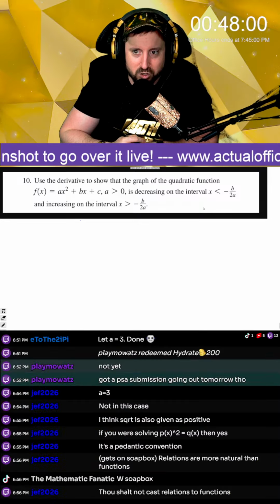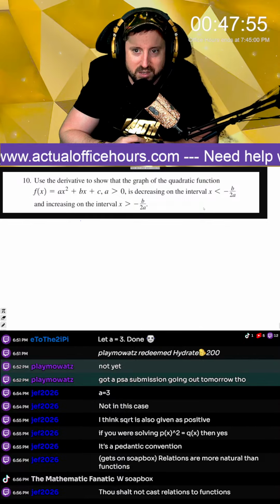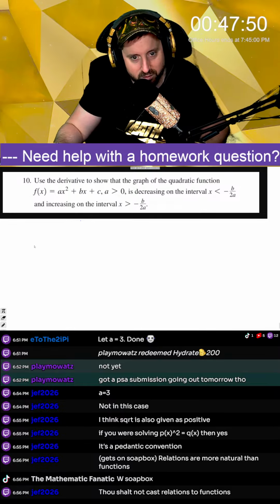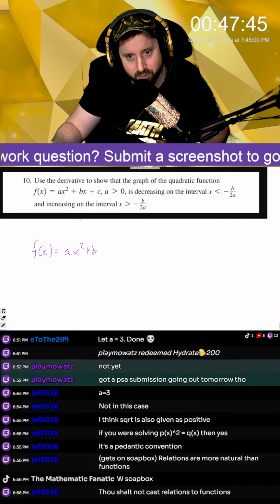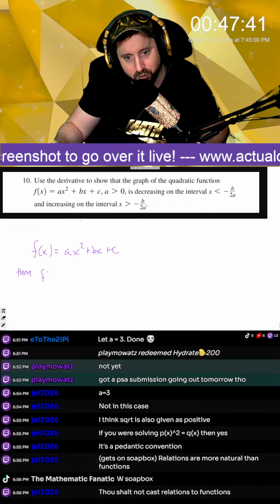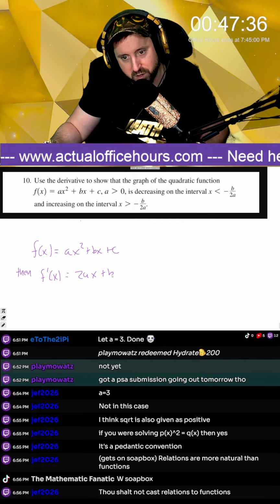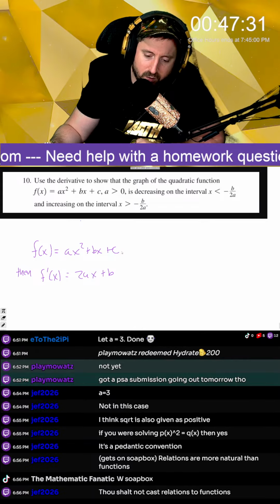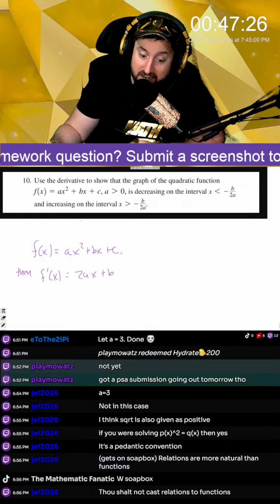Okay, use the derivative to show that the graph of the quadratic function for a greater than 0 is decreasing. Okay, so let's look at what the derivative is, right? So if f of x is equal to ax squared plus bx plus c, then f prime of x is going to equal 2ax plus b. Okay. So we want to know when this is positive and when this is negative. Oh, this is actually really cool.